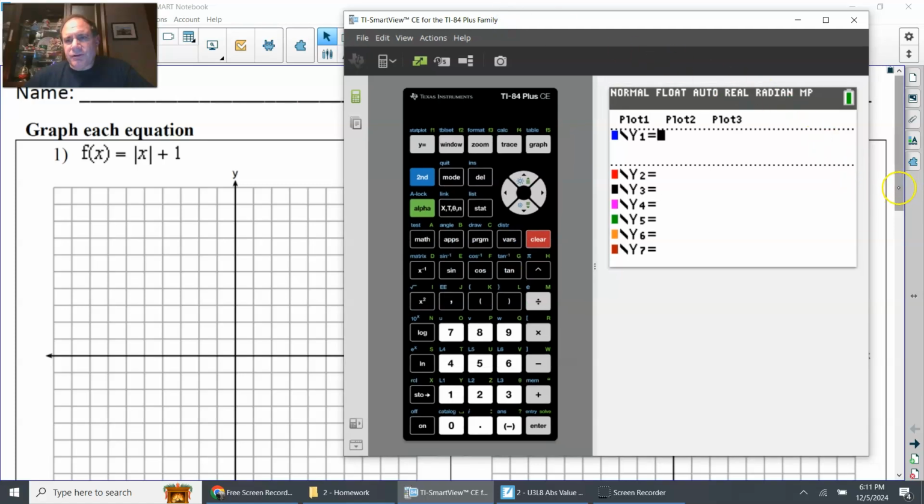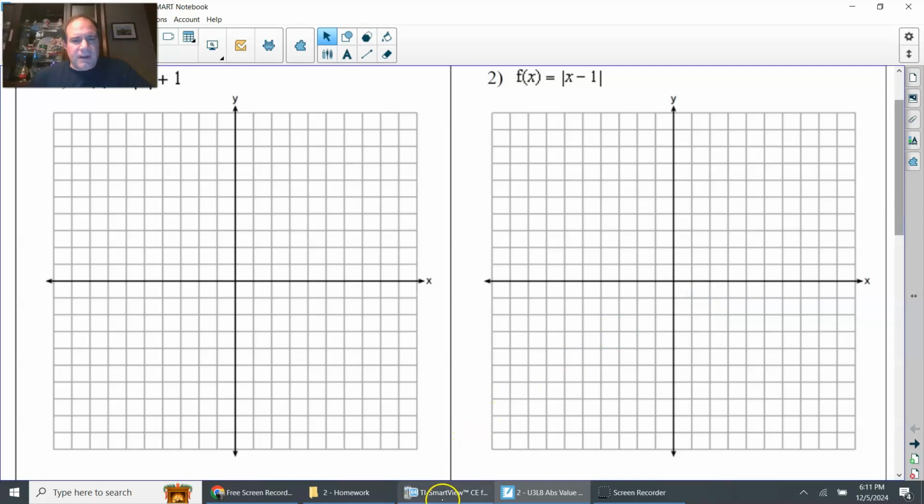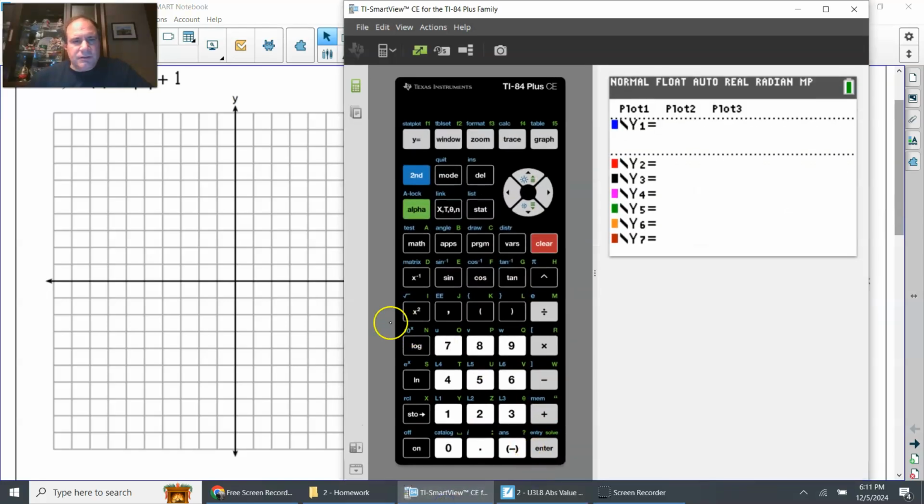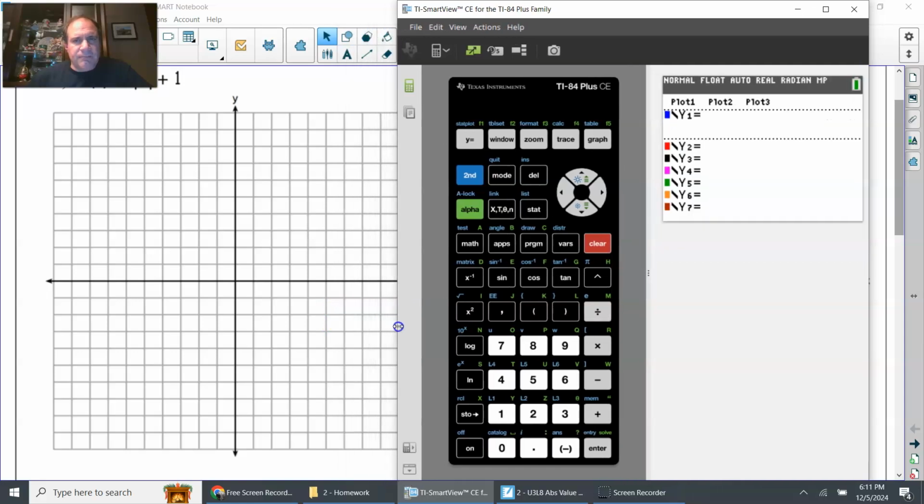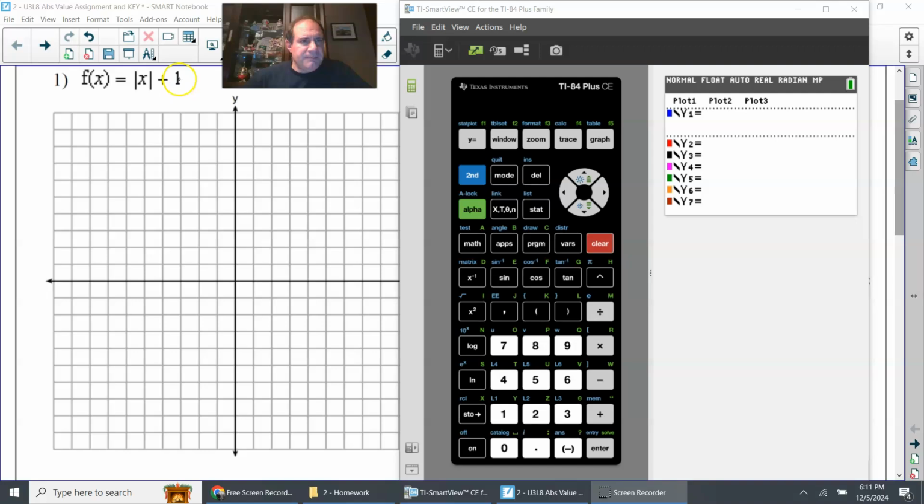Remember, always use your calculator to graph and to get those coordinates. So we're just going to go and press y equals, and we are going to graph f of x equals the absolute value of x plus 1.